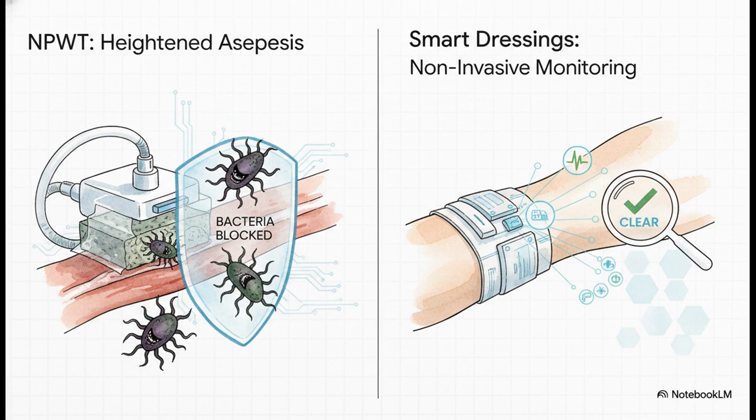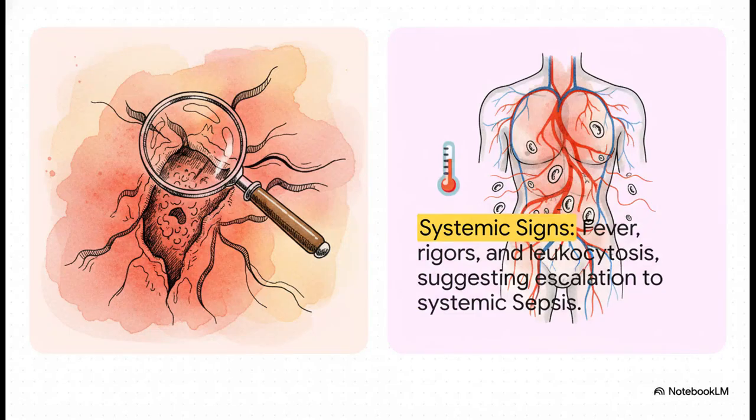At the same time, we've got new biosensors and smart dressings that let us monitor for infections non-invasively, so we can catch problems before they're even visible. You know, practitioners have to be expert detectives. They're constantly on the lookout for signs of localized problems, the classic signs of infection like redness, heat, and swelling right at the wound site. But they also have to be vigilant for signs that things are getting worse systemically, like a fever or a high white blood cell count, which could mean the infection is escalating to sepsis, and that's a life-threatening emergency.